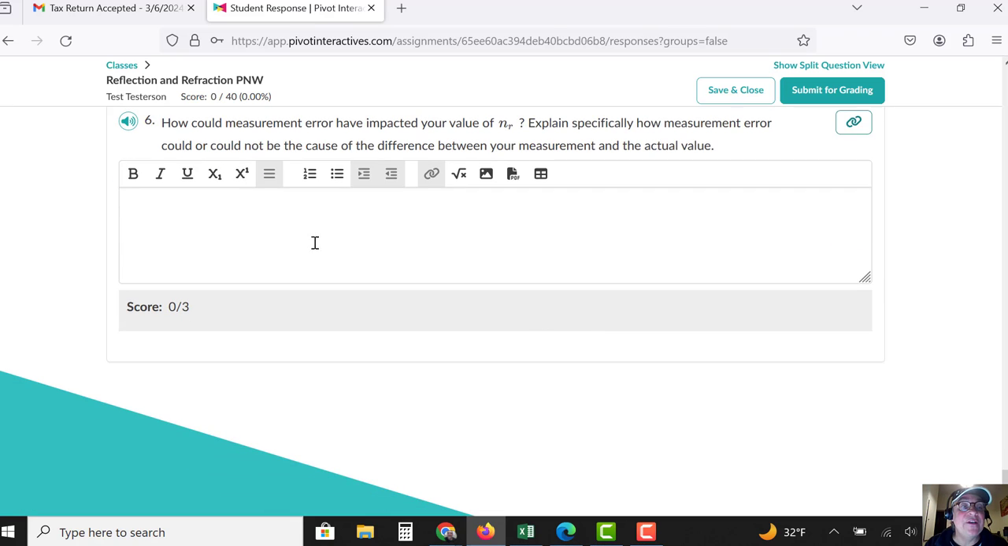And then the last question here, how could measurement error have impacted your value? So that goes along with this whole idea of you are doing some estimating. Is it 18? Is it 17 and a half? That sort of thing. If you're working for NASA, you would not use just a protractor to do this. You'd have a more sensitive piece of equipment, or maybe you'd have a better video so you could really see where those lines are. Okay, and then explain specifically how measurement error could or could not have caused this percent difference. So you should have a pretty close answer. If you get something that's like 30% off, maybe you've done something wrong.